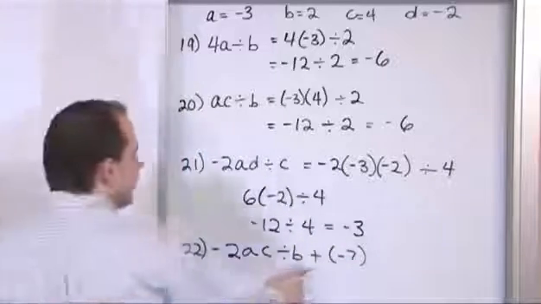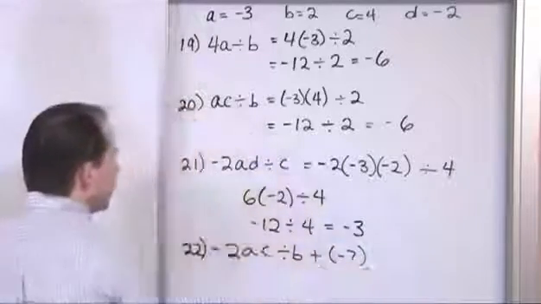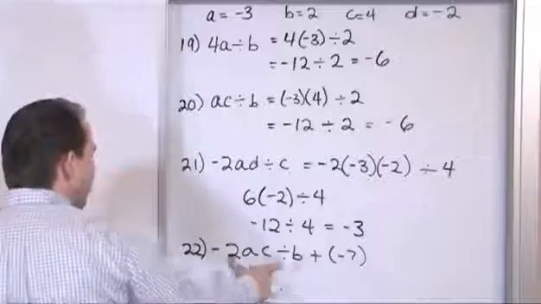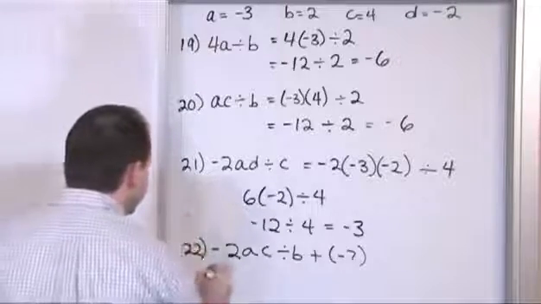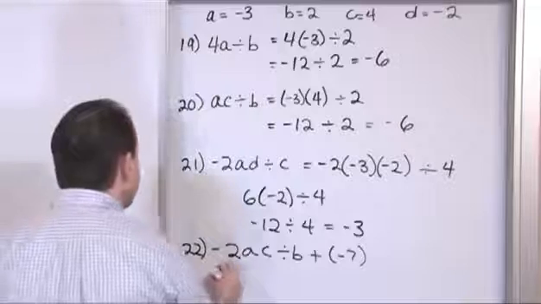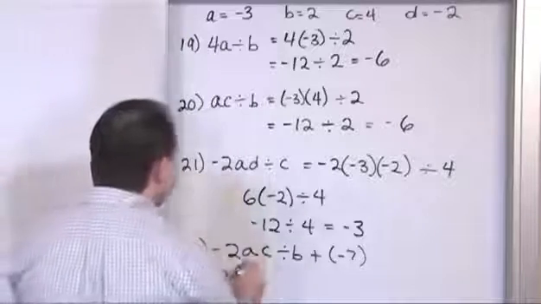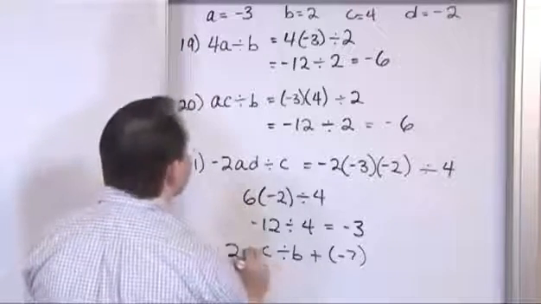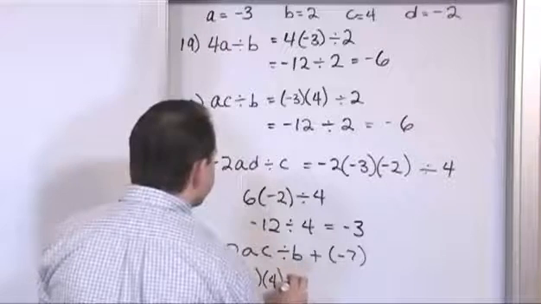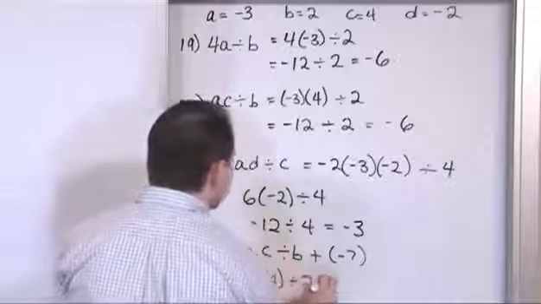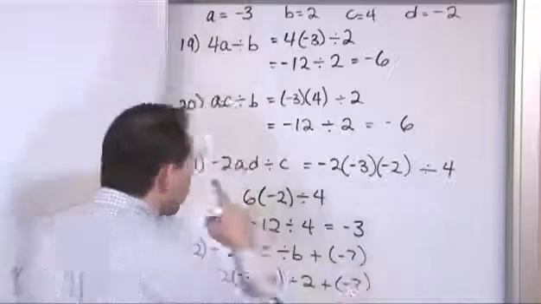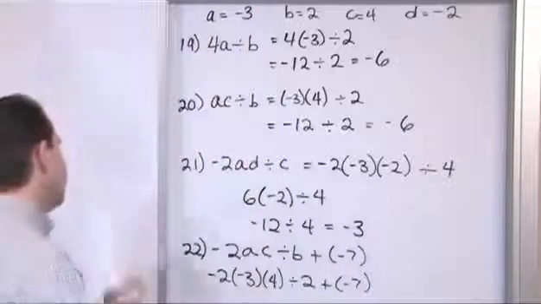And so you have this plus here. This is going to be the very last thing you do because multiplication and division always come first. So let's plug in what we know. Negative 2 times A, which is negative 3, times C, which is 4, divided by B, which is 2, plus negative 7. So let's work on this.